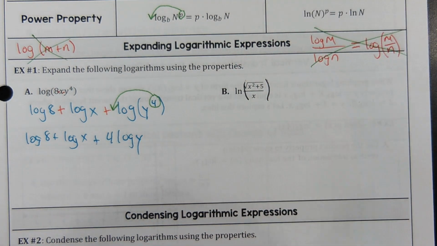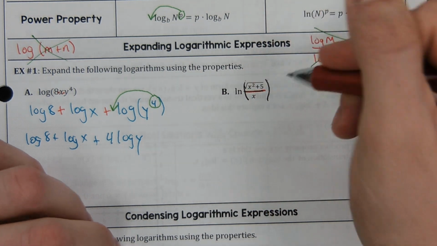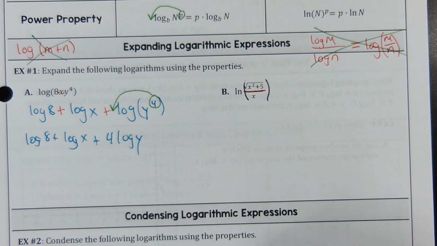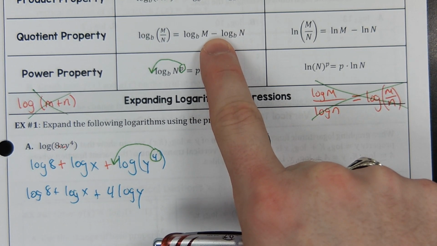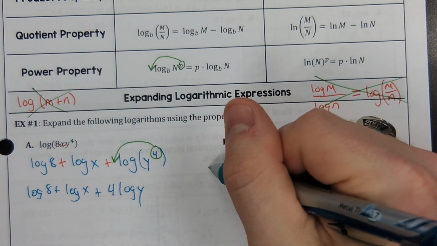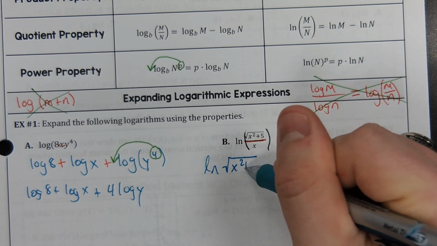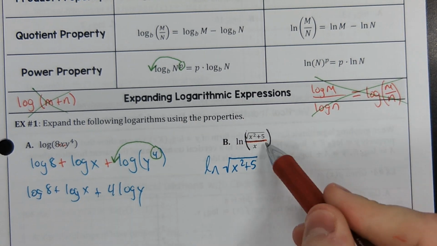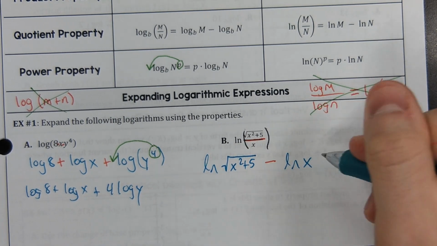I'm just going to be picky here, and I'm going to put some parentheses on my argument. What do I see? I see a division in the argument. Division in the argument can be split into the subtraction of two logarithms. It's always top minus bottom. So we have the natural log of the square root of x squared plus 5, making that red division symbol into this red subtraction symbol, the natural log of x.